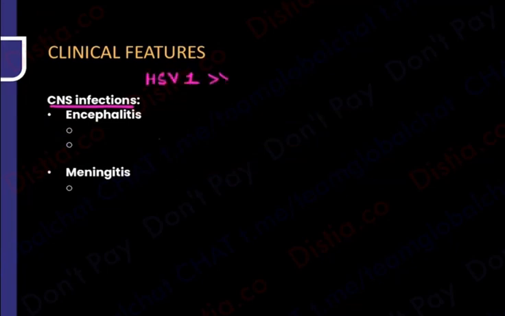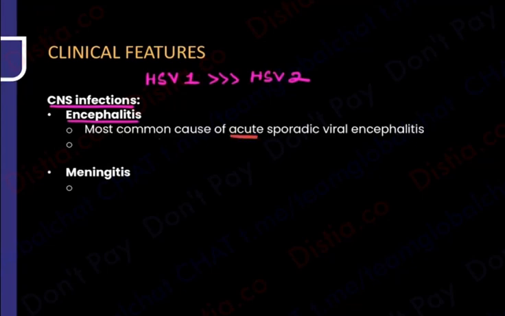HSV1 I am expecting should be much more common than HSV2. So in encephalitis, there are two questions coming to me. This is the most common cause of acute sporadic viral encephalitis in the world. Acute sporadic viral encephalitis is going to be HSV1, and which is the part of the brain that is affected? It is usually the temporal lobe that is affected. Okay? So the most common cause of acute sporadic viral encephalitis.